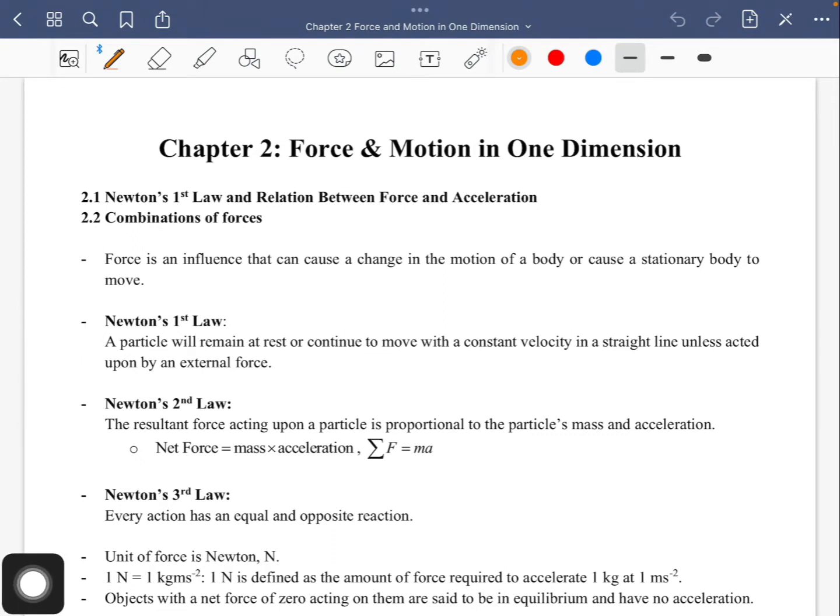Here in this handout, as you can check, I put first the definition of force. Force is defined as an influence that can cause a change in motion of a body or cause a stationary body to move. Very simple here. Something that can cause change in motion of an object we call force. That is a force. Anything that can move an object or stop the object we call force.